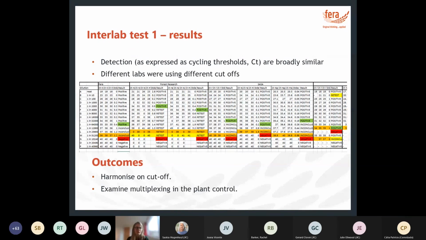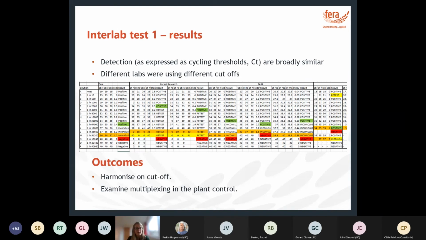The interlaboratory test, if you can't see the detail of this, but that's fine. I've highlighted in orange the point at which detection drops out. So where people are no longer detecting Xylella fastidiosa. The results are shown as the dilution series going down, and you can see that we're all broadly getting the same sensitivity, that the assay is dropping out more or less at the same point in the dilution series.